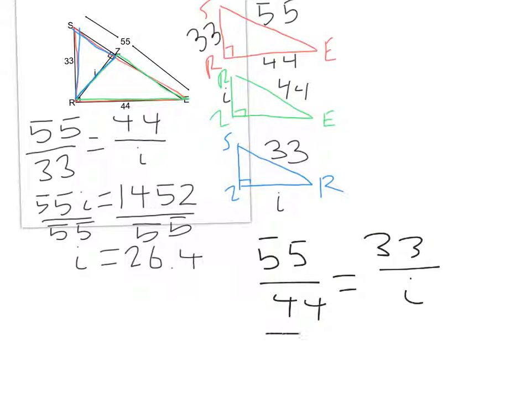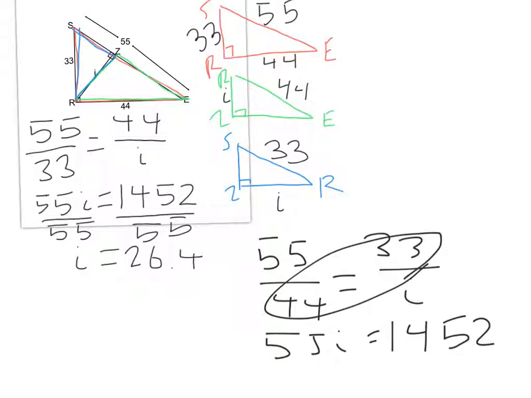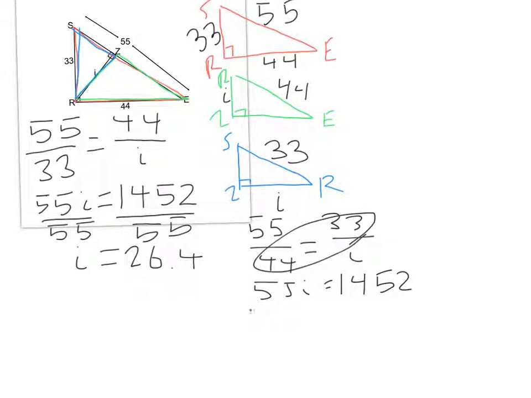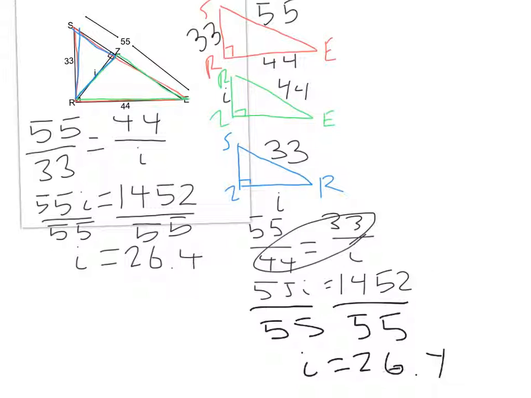And then again, we would end up with 55I is equal to 33 times 44, which we already know is 1,452. And when we divide this by 55, I is equal to 26.4. So you can use either of these proportions. So first we matched up 55 and 33 and 44 and I, and then we matched up 55 and 44 and 33 and I. So you can set it up either way, but we got I is equal to 26.4.